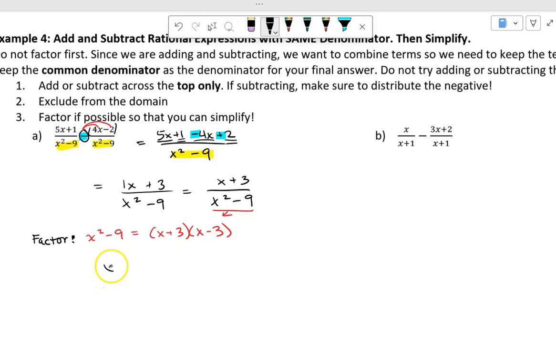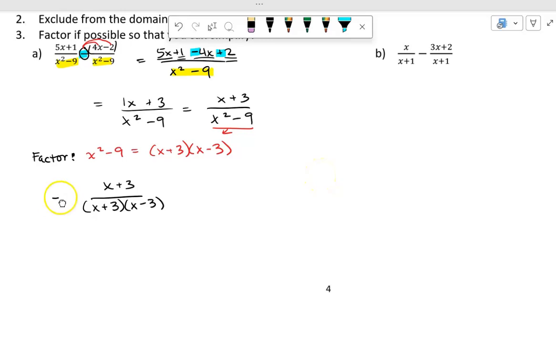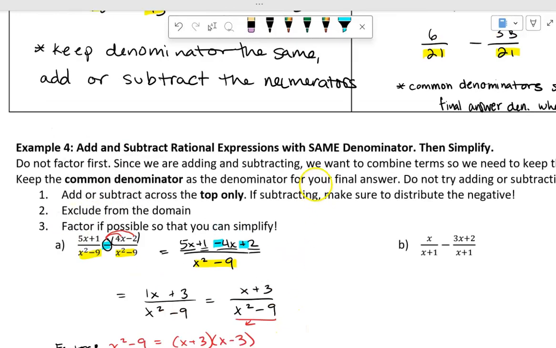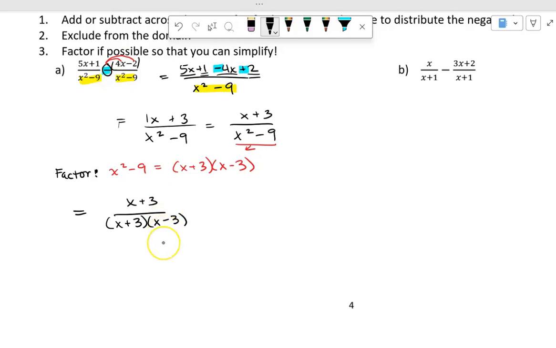So let's rewrite this one more time. I have x plus 3 on top, x plus 3, parentheses x minus 3 on bottom, and I can see some things that I could cancel. This would be what I get after I subtract my original problem together and factor everything that I can. So I've done all the work, and I want to cancel stuff, but you have to be very careful. Before you cancel anything, you need to tell me what x is not allowed to equal. X is not allowed to equal -3, and x is not allowed to equal +3.